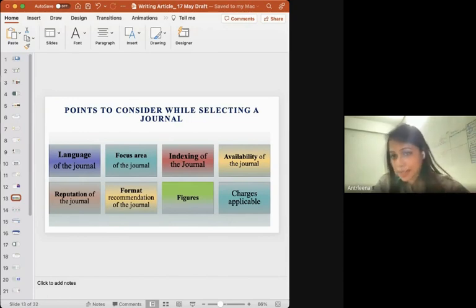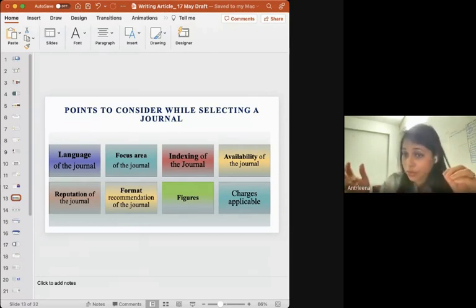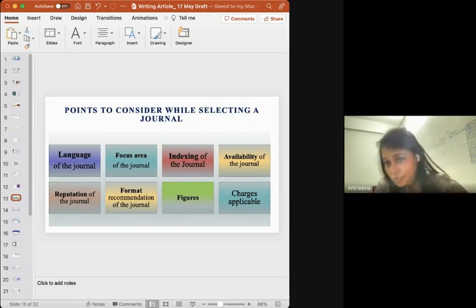Simple reason is that. So focus areas of the journal. What are the focus areas of the journal? What is the focus area of your paper? Do both of them align? And if they align, you choose that journal. Okay. Then indexing of the journal, which has already been discussed by Dr. Mobo.